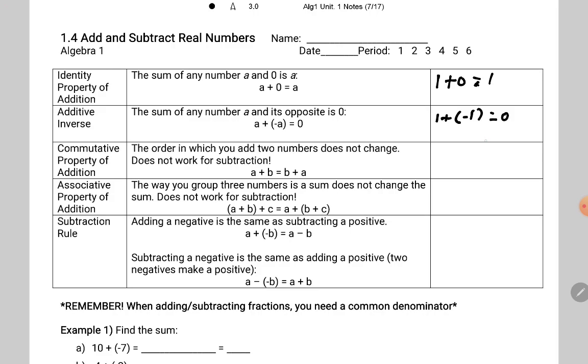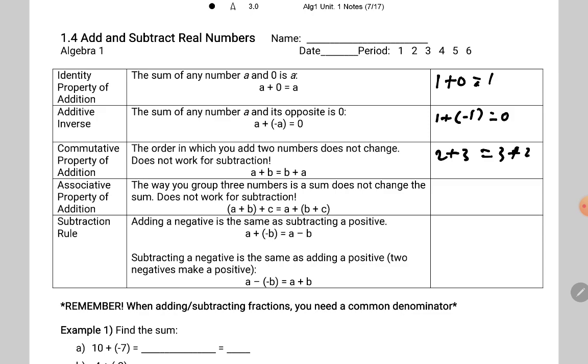So the commutative property of addition, this third one here, it doesn't matter how you add. You can either add left to right or right to left. So for example, 2 plus 3 is the same as 3 plus 2. You get 5 either way. Now this doesn't work for subtraction because 2 minus 3 is negative 1, whereas 3 minus 2 is positive 1. So remember, this is the commutative property of addition. This works only for addition.